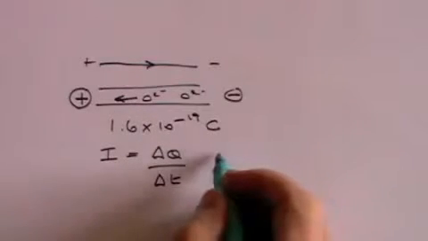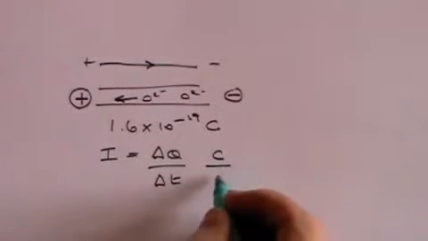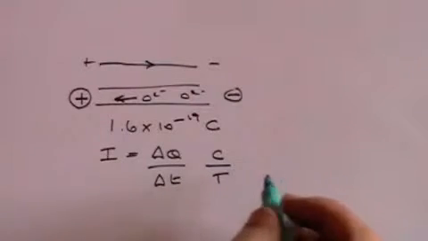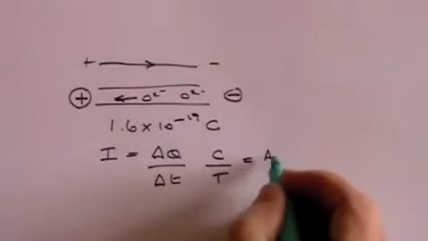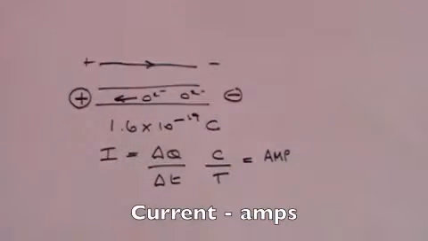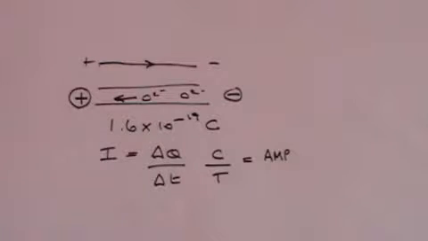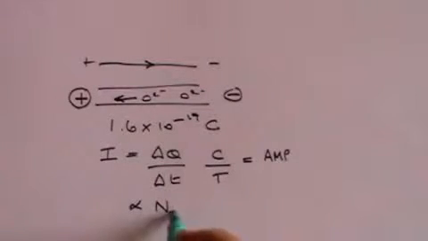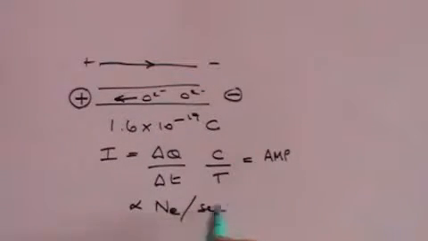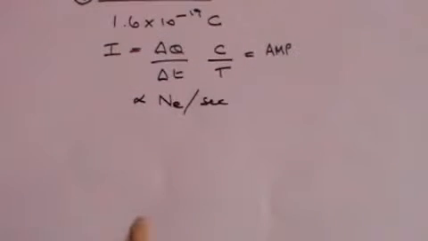So current is really measured in coulombs divided by time in seconds, but usually we write current in units of amps, after the physicist Ampere. So since it is the electrons that carry the charge, you can say that the current is proportional to the number of electrons per second. Let's see if we can get that just a little bit more accurate.